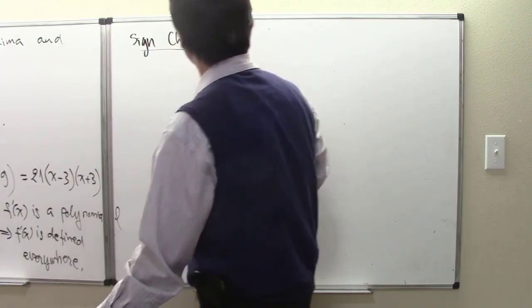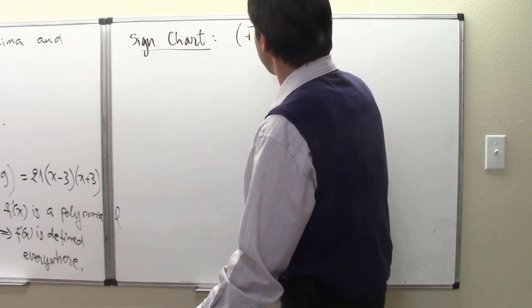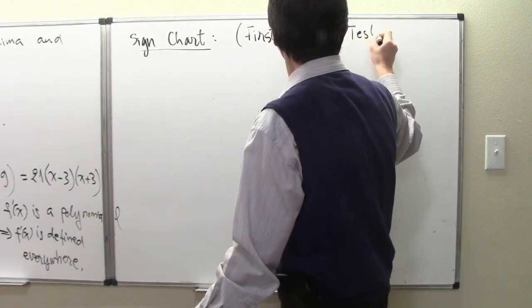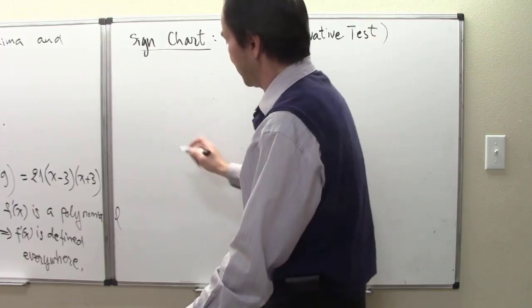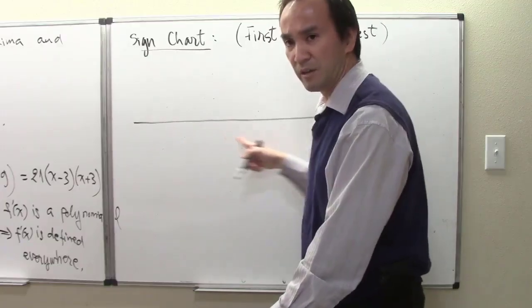Okay, we're going to construct a sign chart. This is just optional for you to understand. This is where we begin with the first derivative test, but you don't always have to write this. So the sign chart here, once again, there's a line. We think about a line of numbers, right?